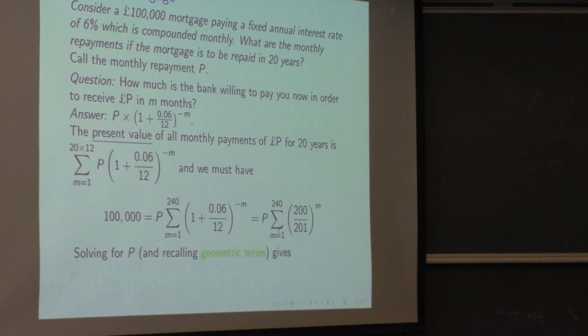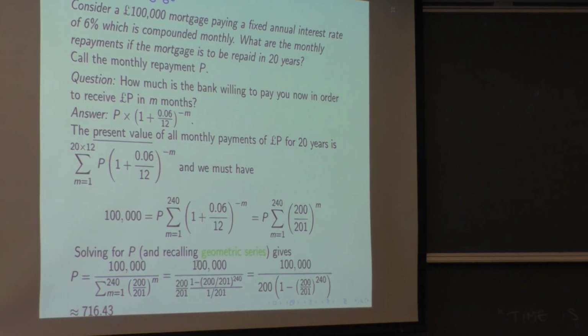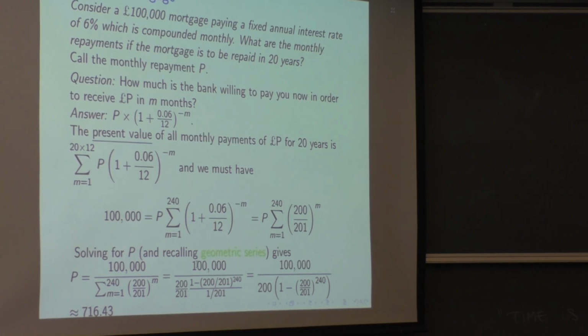We can solve for p, so we can divide. P is going to be 100,000 divided by this geometric series. There it is. We can find out the sum of the geometric series, and we get some sort of a number. It happens to be 716 pounds and 43 pence. So if you go to the bank, the bank is going to say, sure, we'll give you 100,000 pounds. Every month you pay us this monthly payment.